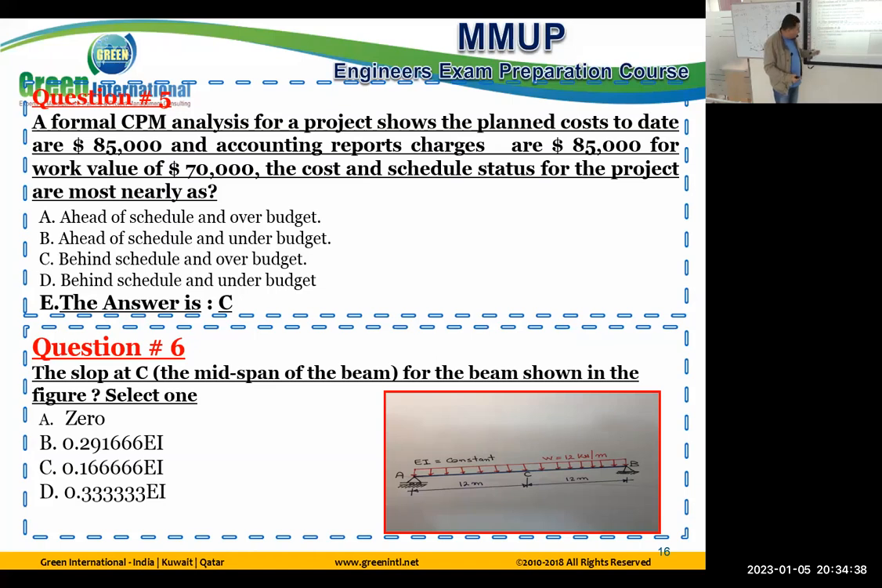So the answer for you, why is this guy giving me all this? Logically, he can say 0.33 EI, or he can expand it and you can multiply, but nothing. Maybe you forgot that the slope is the tangent to the deflection curve, which is equal to 0 at the midspan.